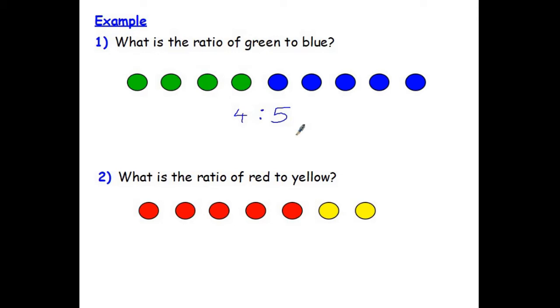This can't be simplified, so that is our answer. On to the second one then. What is the ratio of red to yellow? So for red we have 1, 2, 3, 4, 5. So there's 5 red, a ratio symbol, and there are 2 yellow. And again, that cannot be simplified because only 1 goes into both of those numbers.